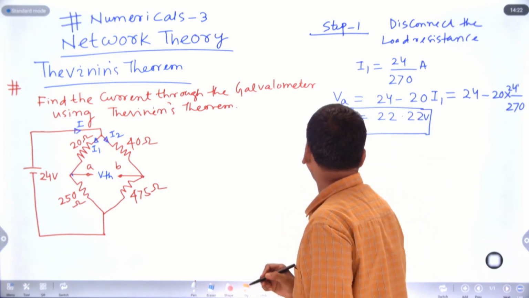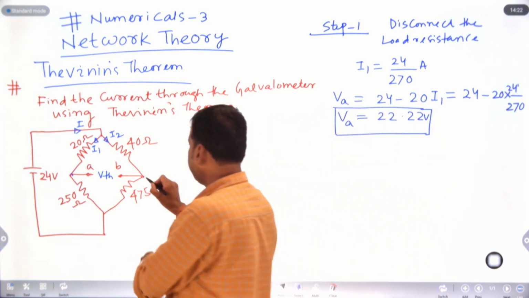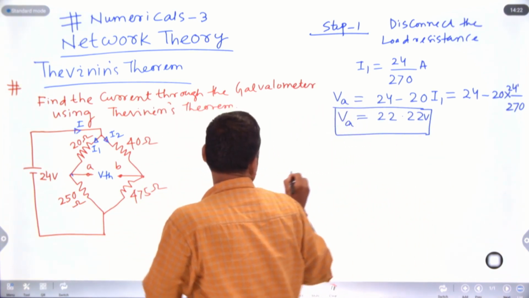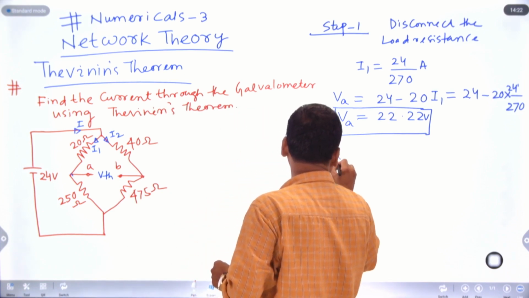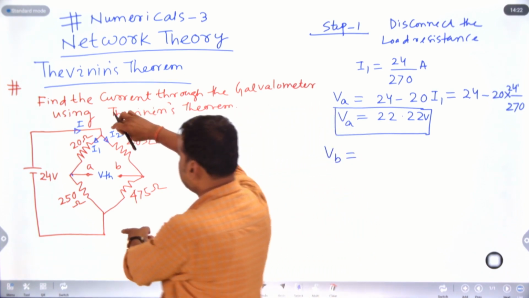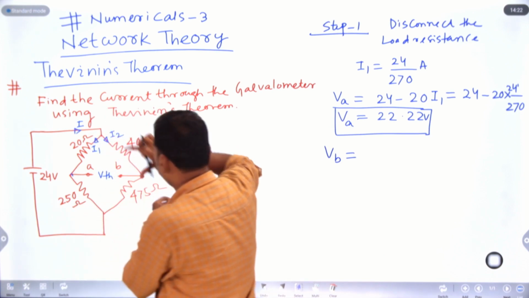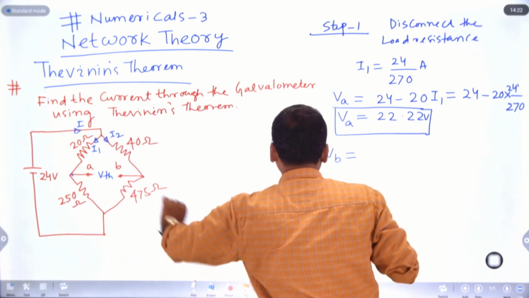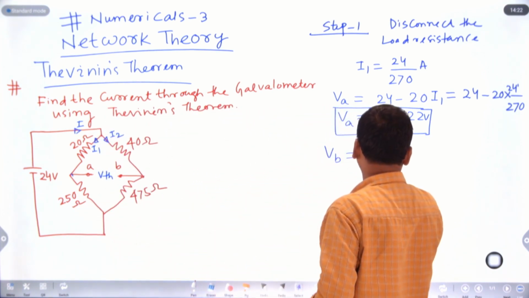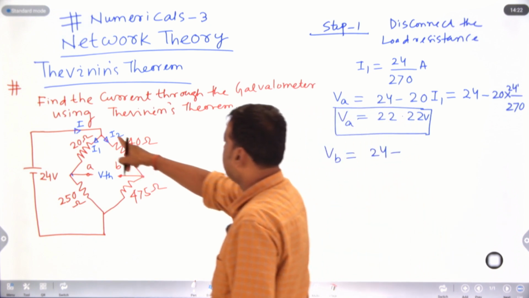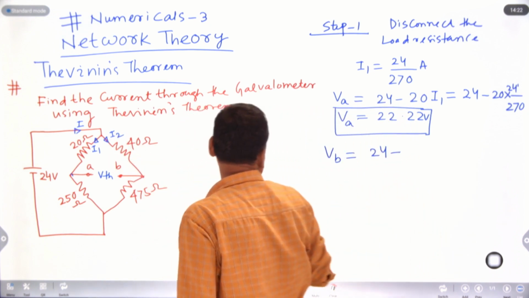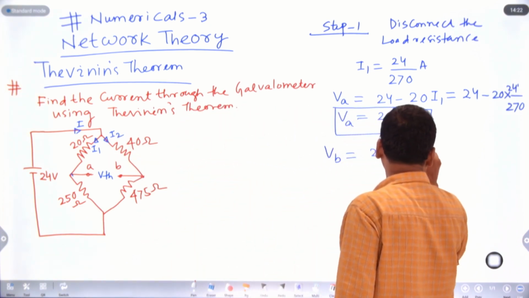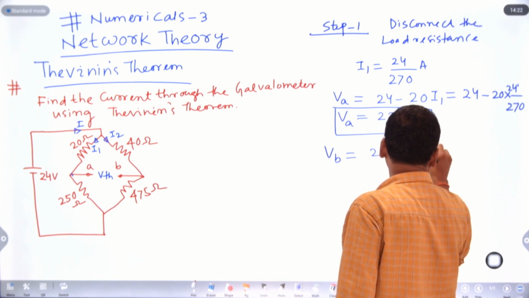VA is equal to this one. Similarly, how to calculate VB? VB is the potential at B. Similarly, the total voltage is 24 minus this voltage, that is VB. So that is 24 minus the current I2 into 40.